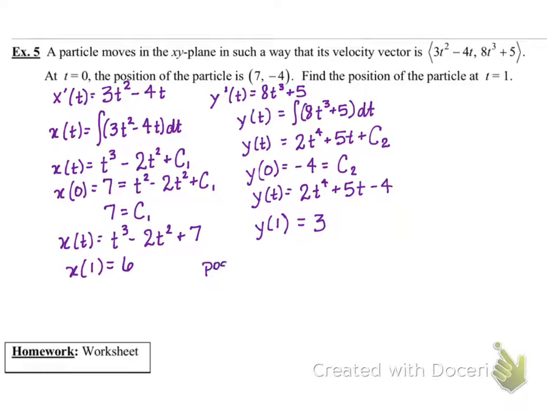So we can say that the position of the particle at t equals 1 is the point (6, 3) on the xy coordinate plane.